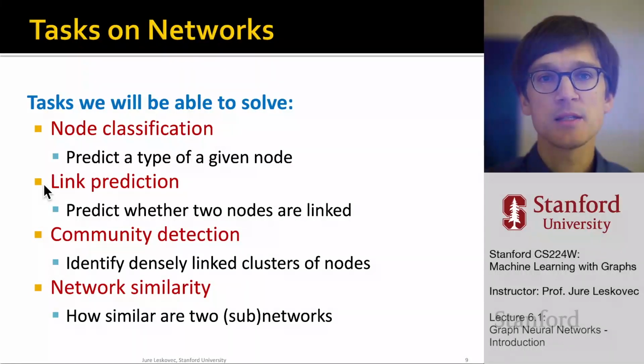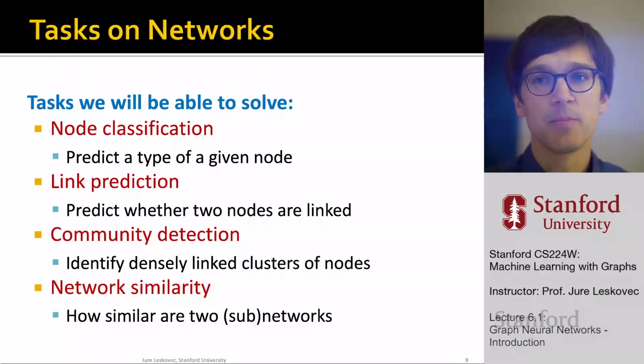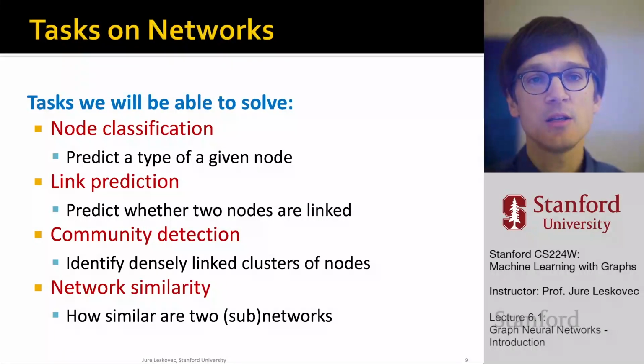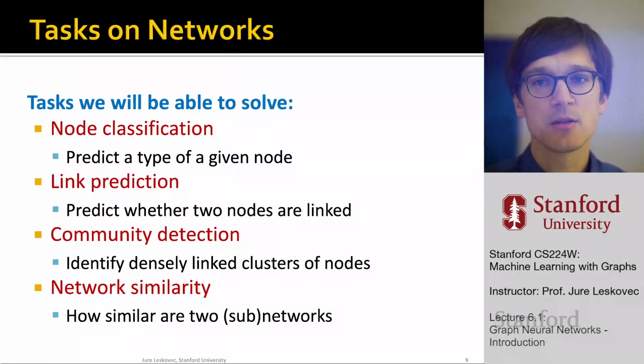And this will be in some sense task agnostic, or applicable to many different tasks. We'll be able to do node classification, we'll be able to do link prediction, we'll be able to do any kind of clustering, community detection, as well as measure similarity or compatibility between different graphs or different subnetworks. So this will really allow us to be applied to any of these different tasks.